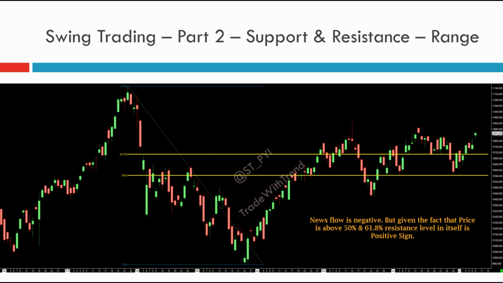So this is 2018. I just told you I'll show you a chart of 2018 as well. This is the corrective action in Nifty that we have seen in 2018. Price has retraced from 11,000, and we are currently at 10,852, but we had retraced to about 10,000. I've selected this swing high and this swing low, and I've extended the 50% and 61.8% retracement levels. At the time of recording, this is July 10th.